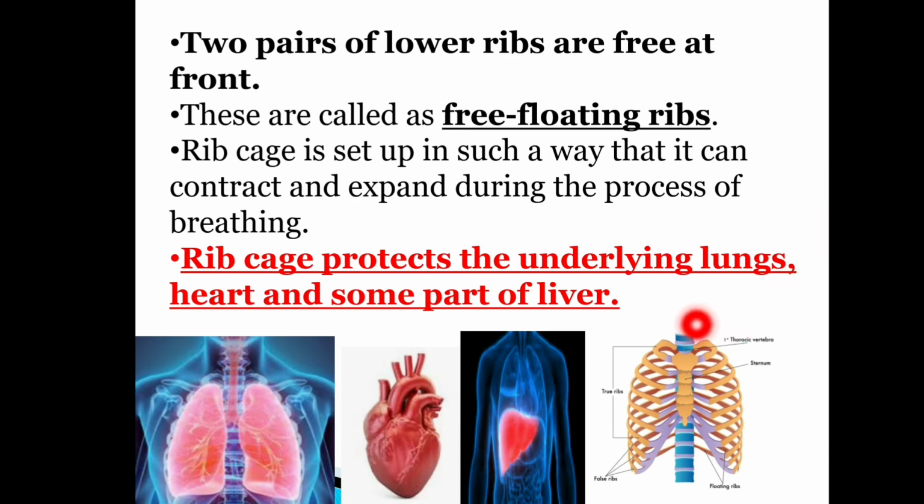The rib cage is set up in such a way that it can contract and expand during the process of breathing. It protects the underlying lungs and heart and also some part of the liver. So what are the things protected by the rib cage? Underlying lungs, heart and some part of the liver.